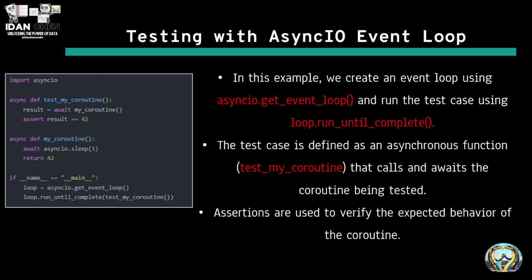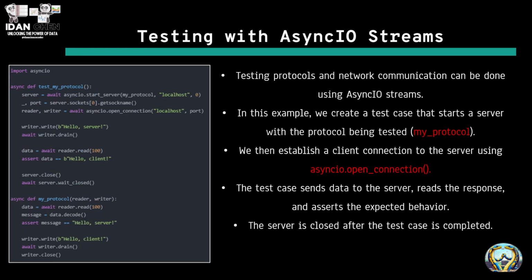So now we will use the event loop. We have the main, we get the event loop, and we wait until all the tests are completed. So we can also test streams. Testing protocols and network communication can be done using the AsyncIO streams.